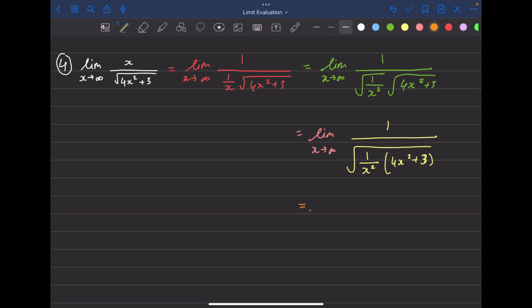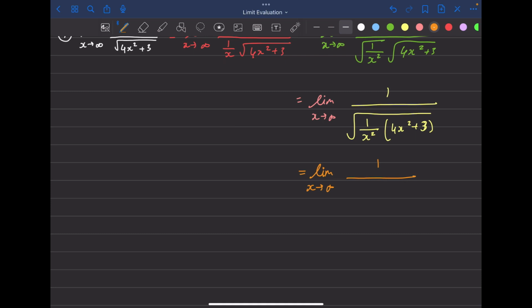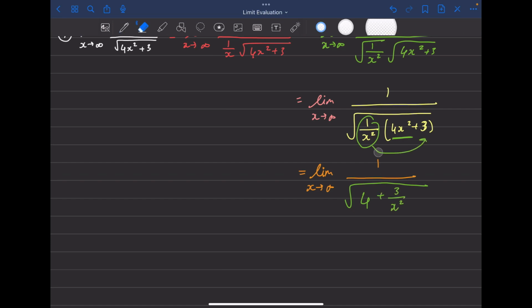So this would be the limit as x approaches infinity of 1. And then for the denominator, if you multiply 1 over x squared by 4x squared, you're going to get 4. So square root of 4. And then if you multiply 1 over x squared times 3, you're going to get 3 over x squared. Okay, we're basically done. There's one more step left.